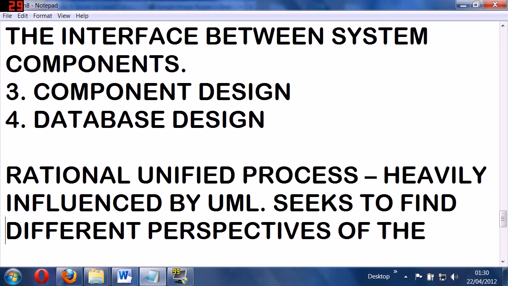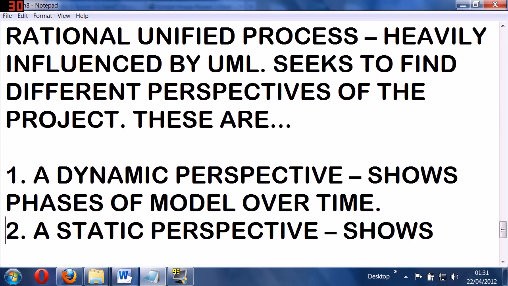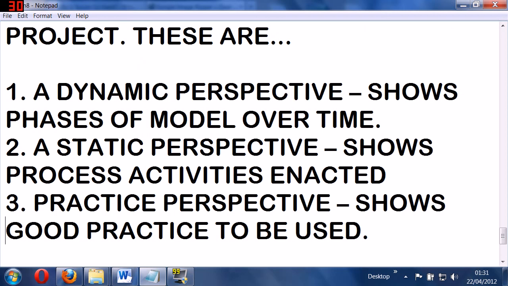Okay, and then we're going to talk about the Rational Unified Process. This is heavily influenced by UML. I believe it's Universal Markup Language, but correct me if I'm wrong. And this is a different way of going in at a different angle, I suppose. It seeks to find the different perspectives of the project. So you might have a dynamic perspective, which would show phases of the model over time. You're going to have all of these actually. This is the whole point. The power is in all of them.